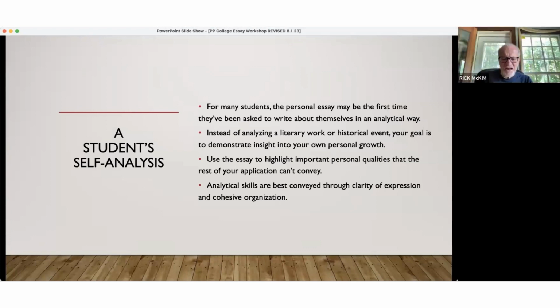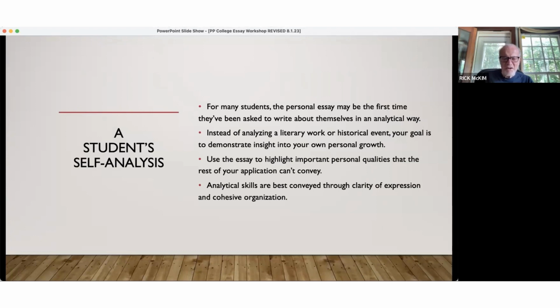You use the essay to highlight important personal characteristics that your application can't convey. The rest of it only. So you're after a personal voice that is not slangy or too colloquial, but has a personal touch to it. Conversational is the best word I can think of to describe the kind of tone that you're shooting for.